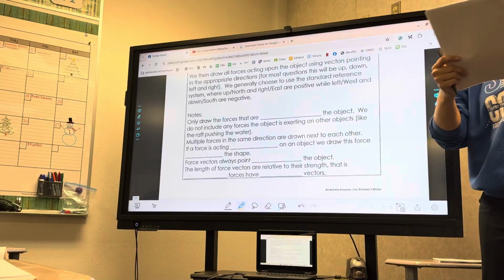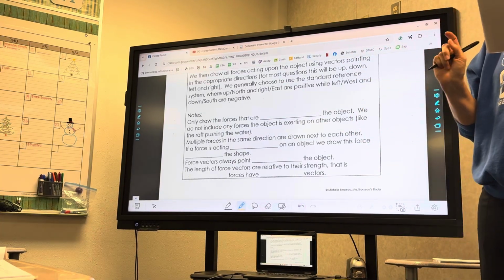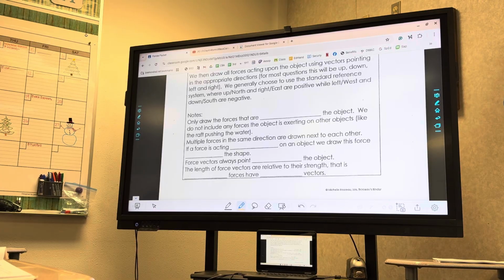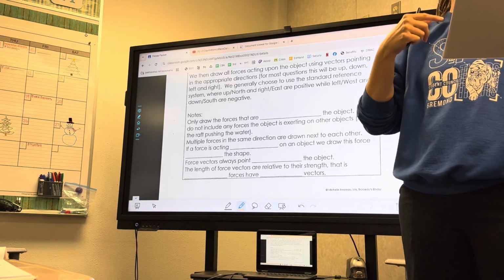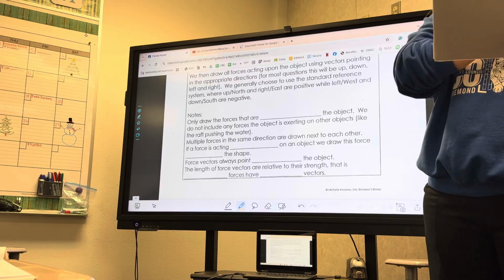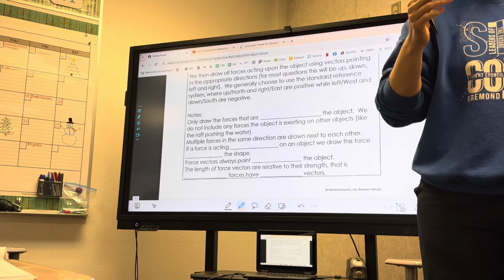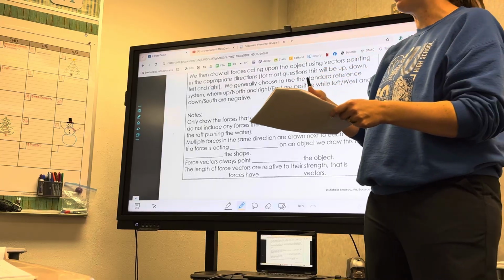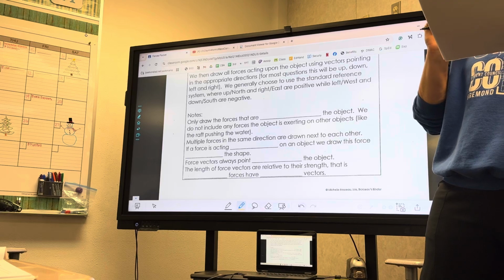Okay, so follow with me. We then draw all forces acting upon the object using vectors pointing in the appropriate directions. For most questions, this will be up, down, left, and right. We generally choose to use the standard reference system where up is north, right is east, and these are positive, where left is west and down is south and are negative. So that's like if you moved it to a grid, like in math class, you have positive and negatives, okay?